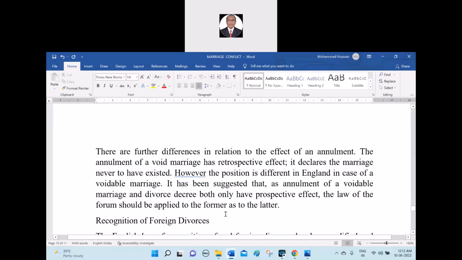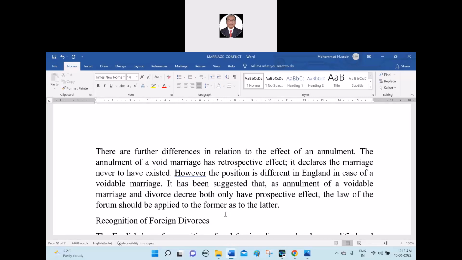There are further differences in relation to the effect of an annulment. The annulment of void marriages has retrospective effect. It declares the marriage never to have existed. Means they were not married at all, because they married under force, but free consent was not given by the boy or girl, man or woman.